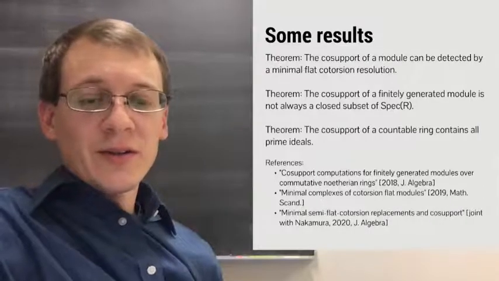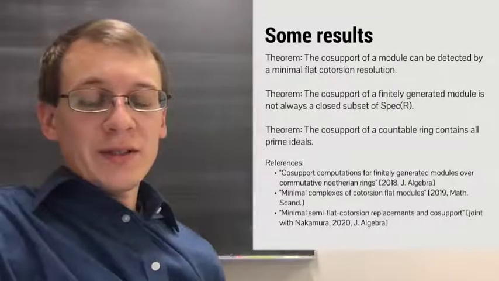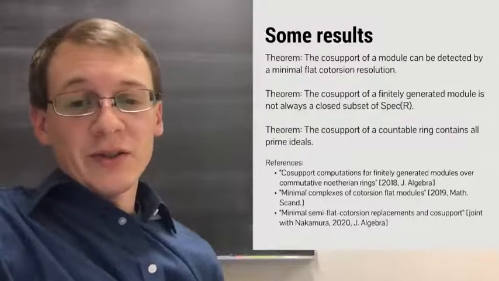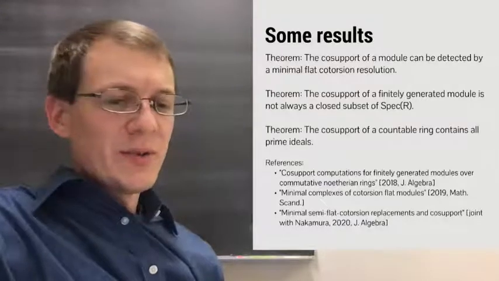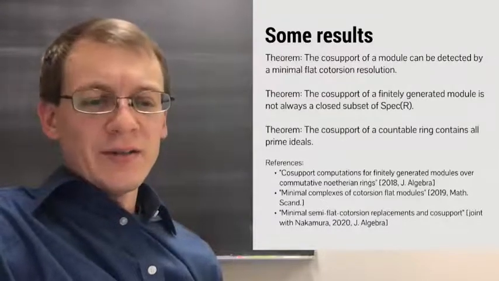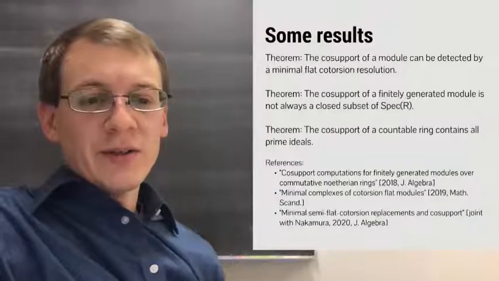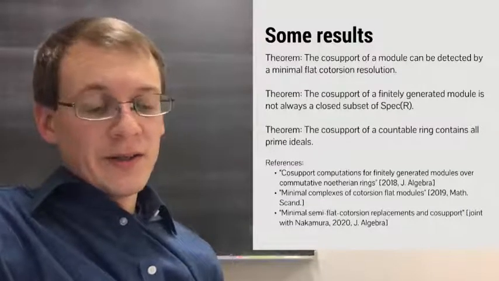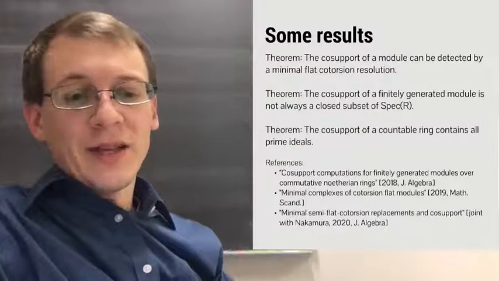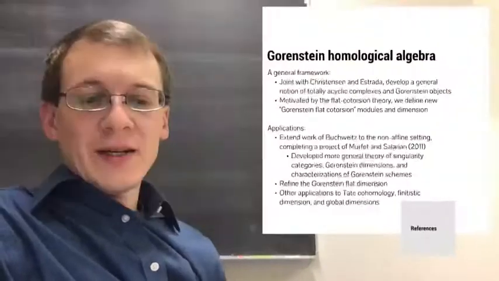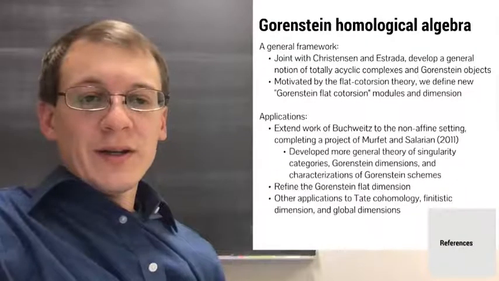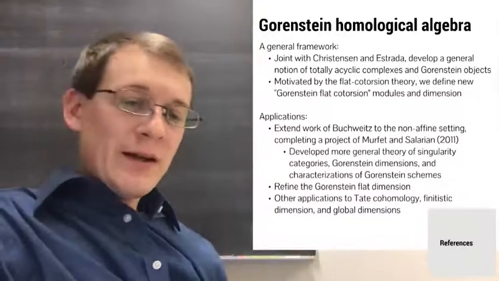It's not known, for instance, whether the cosupport of a finitely generated module is specialization closed. And it's still a very interesting question, considering what the cosupport of a ring in general looks like. And so these are areas that I'm actively thinking about today. Let me also talk a little bit about my work in Gorenstein homological algebra.